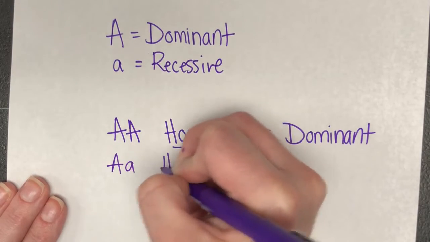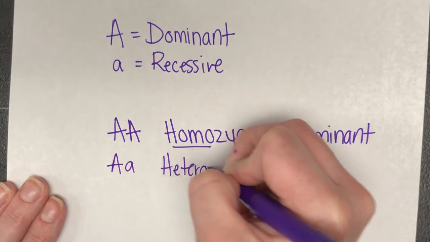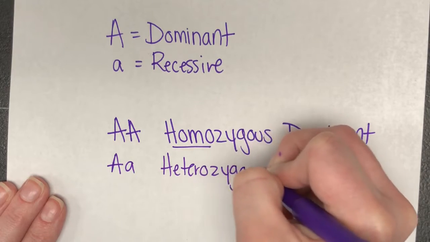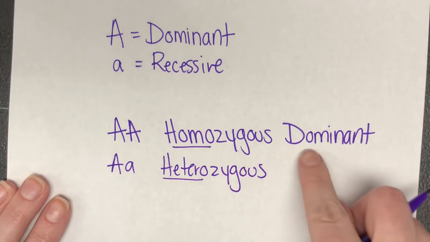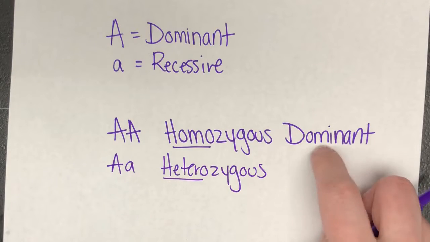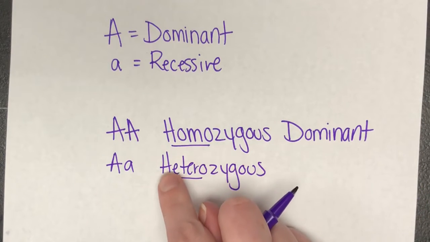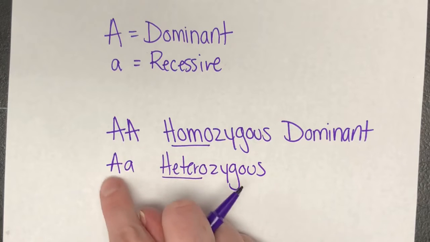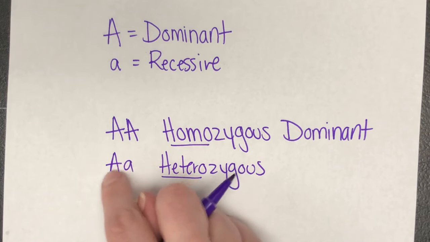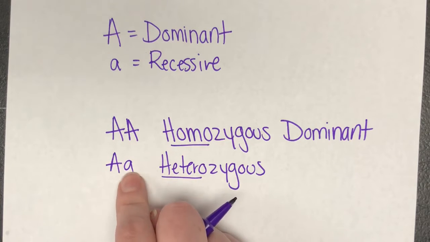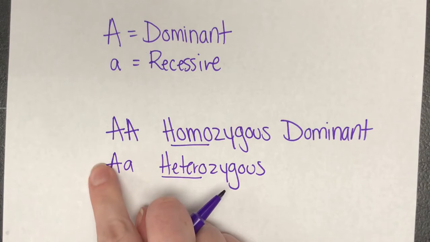Here we have heterozygous. Okay, remember, hetero means different. So I don't need this qualifier here if it's dominant or recessive. We know by hetero, it's going to be different. We're going to have two different alleles for the trait. We have the big letter and the little letter. It's always going to be this mix.